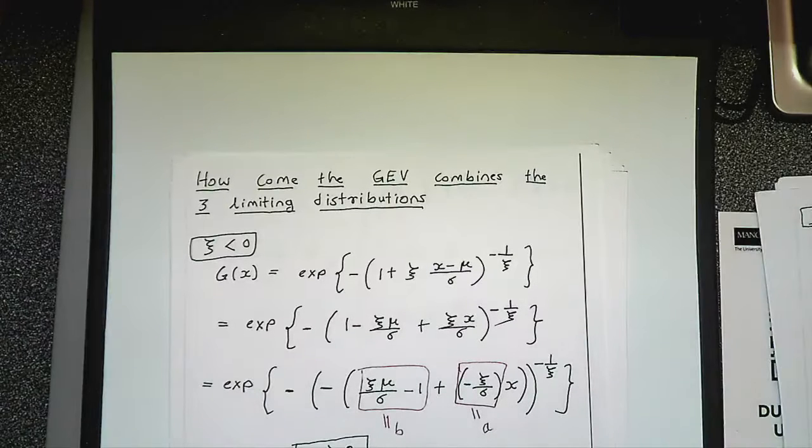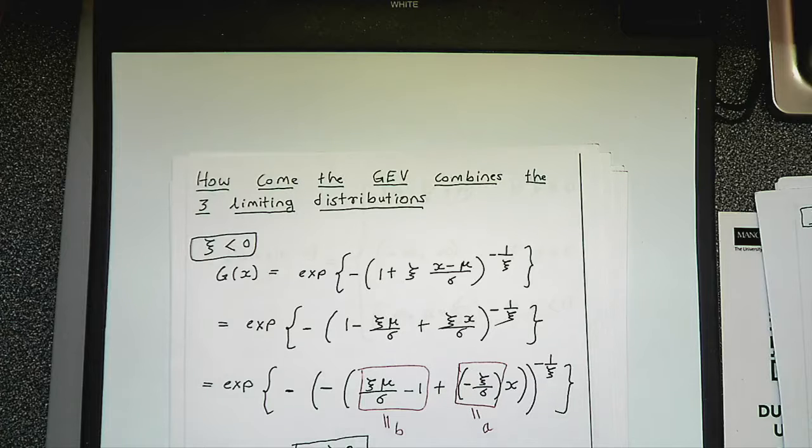how come the GEV distribution combines them? Yes, sir. What about the other 2 parameters? Are they not affecting the domain of x? No, it's only the shape parameter, not the location or the scale. Yeah, that's a good question. Yeah, thank you. All right.